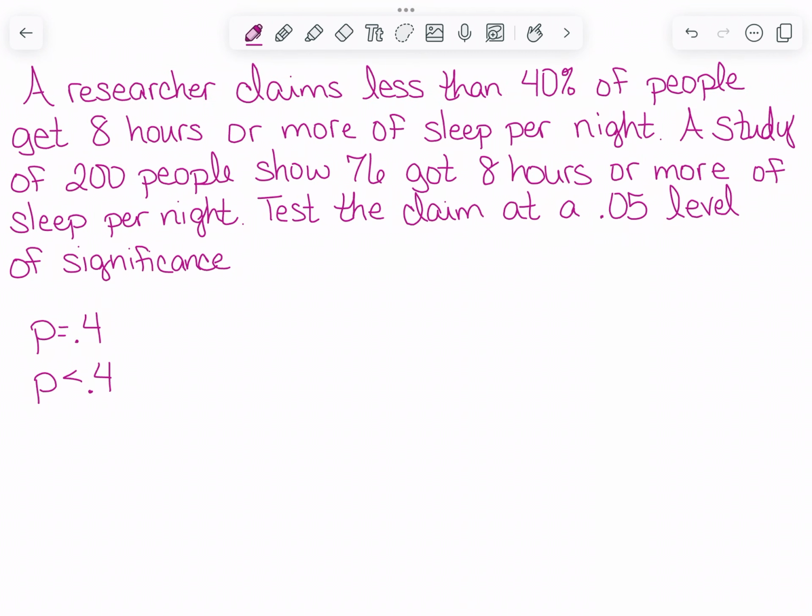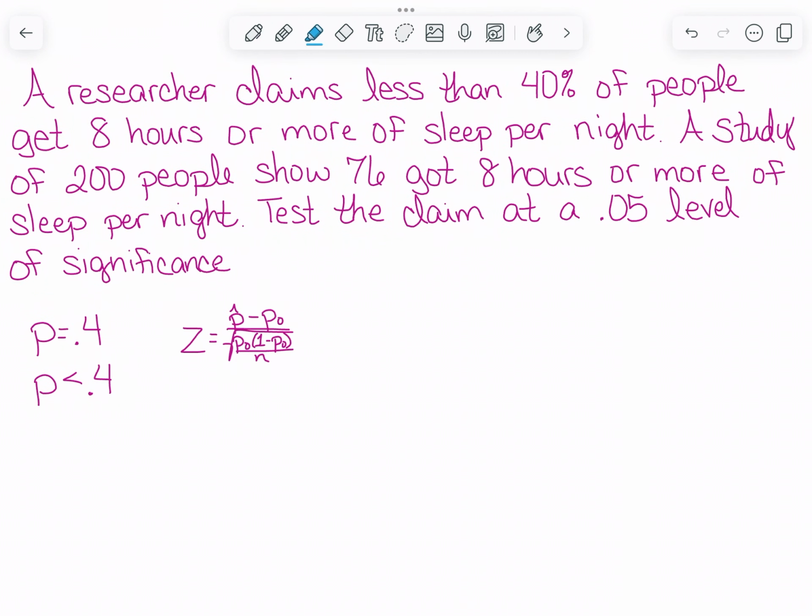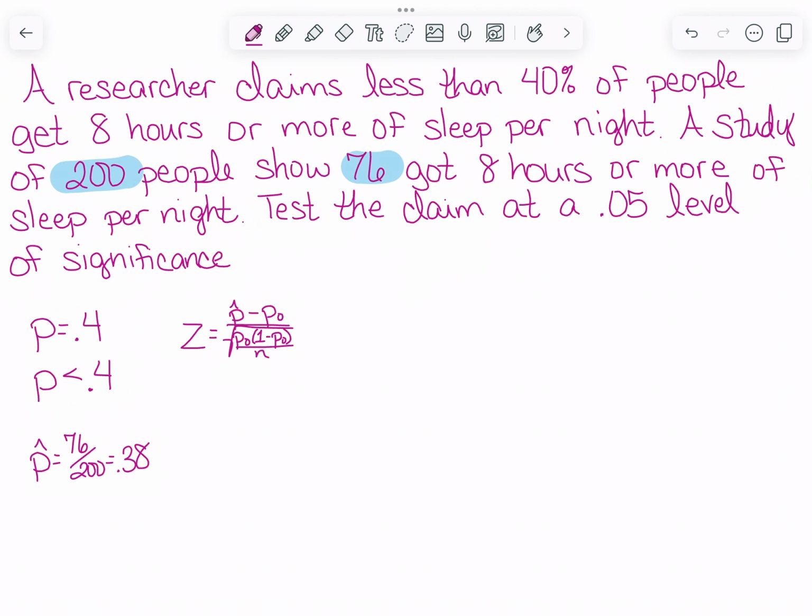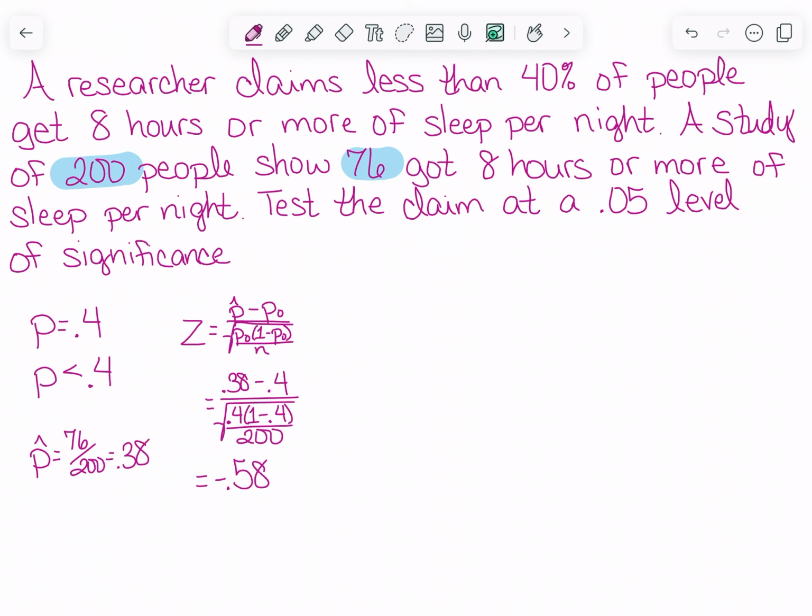Next, let's look at our test value. Our formula for this is p hat minus p0 over the square root of p0 times 1 minus p0 over n. So we really need 3 values. We need p hat. In that case, we have 76 out of 200. Dividing this shows us that p hat is 0.38. n is then 200, and our p0 is the 0.4 from our null hypothesis. Plugging these values in and then calculating gives us our test value of negative 0.58.